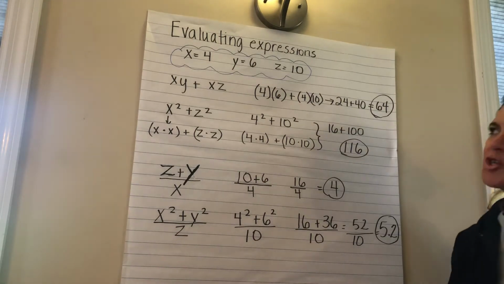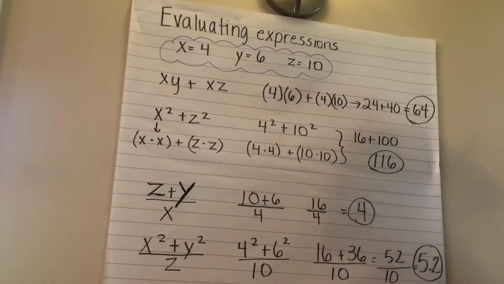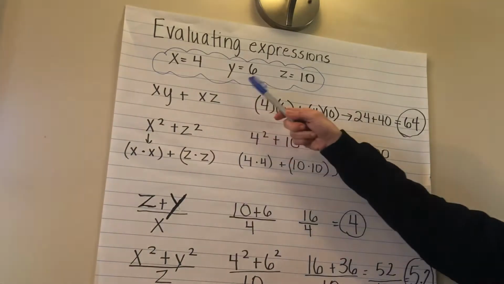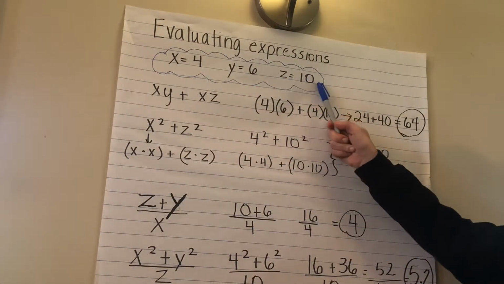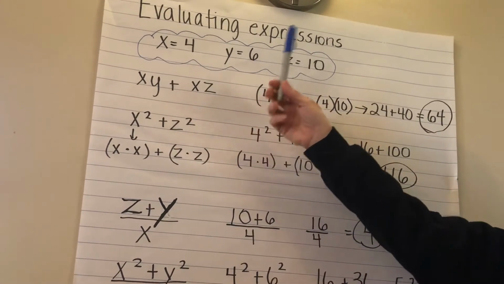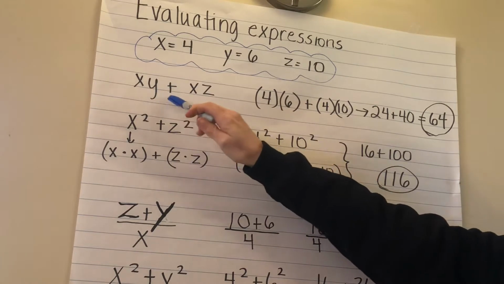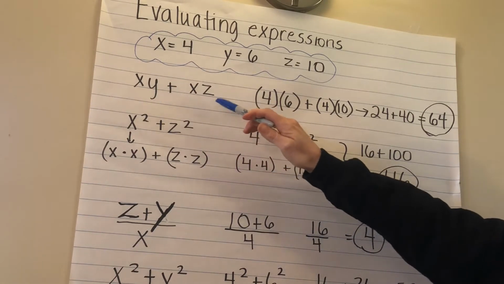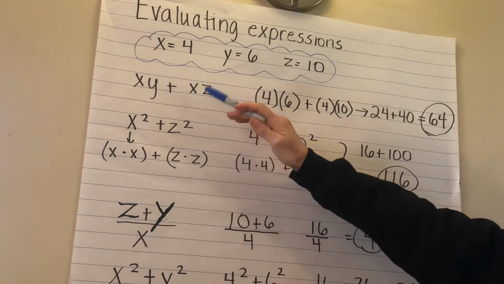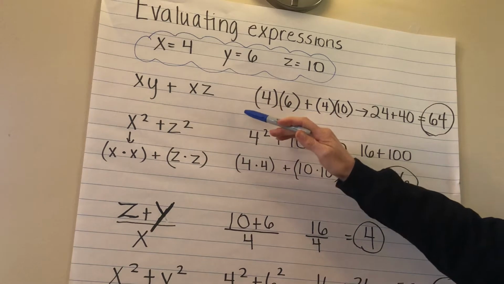Everyone. Today I'm going to do a short lesson on evaluating expressions. For this particular lesson, we're going to say that x equals 4, y equals 6, and z equals 10. So when we have an expression, we're going to take the values represented by these letters, and we're simply going to substitute them into this expression so that we can actually solve the expression and it becomes an equation and we will have an answer.